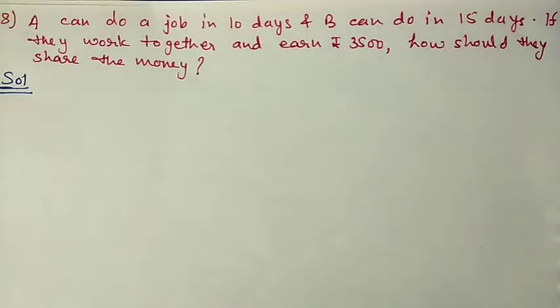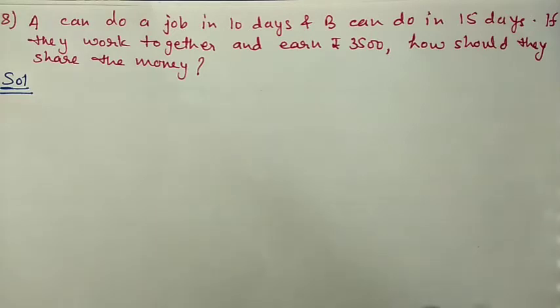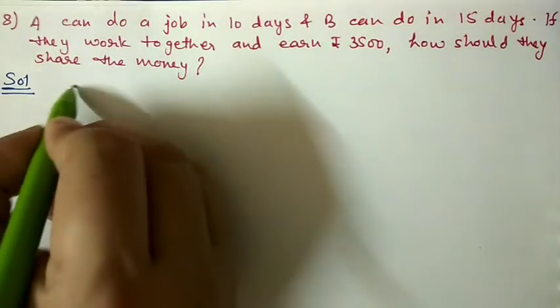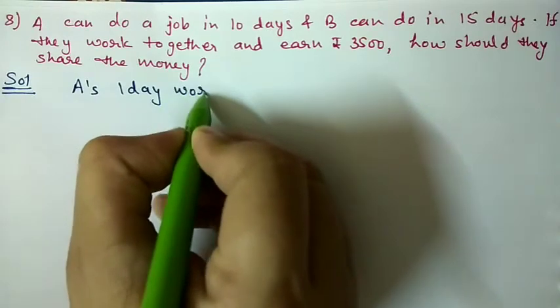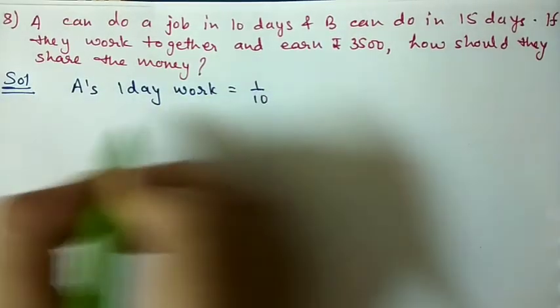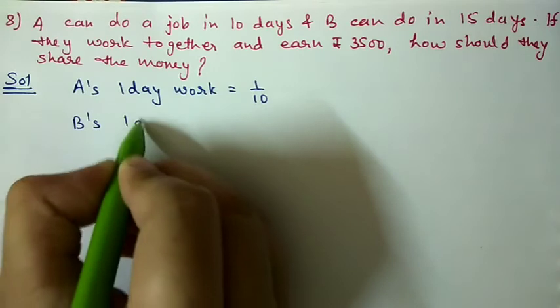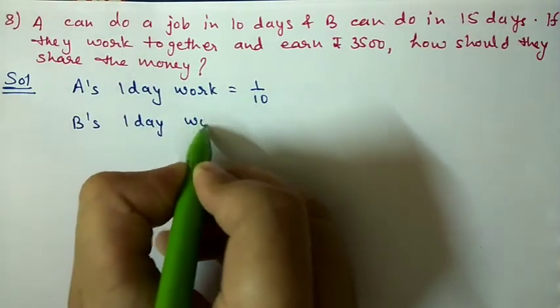Next question number 8. A can do a job in 10 days and B can do it in 15 days. If they work together and earn 3,500 rupees, how should they share the money? To share the money, first we have to calculate their one day work. We have to find out their efficiency, how they are working, and according to that we will share the money. So A's one day work will be 1 by 10 and B's one day work will be 1 by 15.